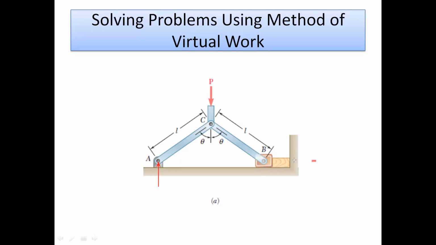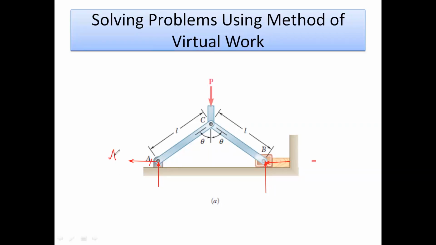Same is the case as the slider moves forward, it will try to move A in the forward direction. So this A will be exerting force on the pin in the forward direction. In response, the pin will be exerting the reaction in this direction. At B, we'll be having the ground reaction in the upward direction, as well as slider B will exert force on the wooden block in the positive x-axis, and we'll have the reaction from the wooden block on the slider in the negative x-axis. So this completes our free body diagram.